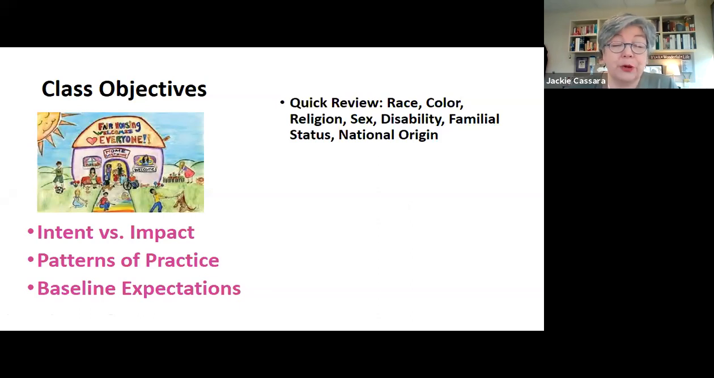In quick review, we've already covered some of the issues pertinent to the seven federally protected classes. We've covered race, we've covered color. We've touched on religion with our discussion last week of the Muslim and Islamic community. Today we're going to talk a little bit more about religion, but we're also going to talk about sex and sex discrimination, disability, familial status, national origin, and we're also going to cover some groups of people who are not protected within the seven protected classes federally.